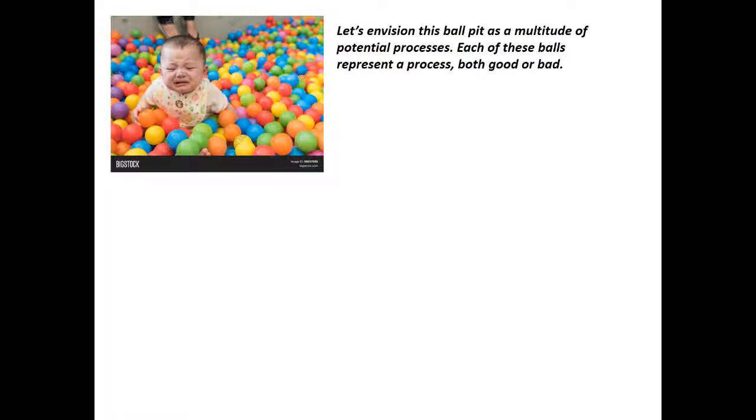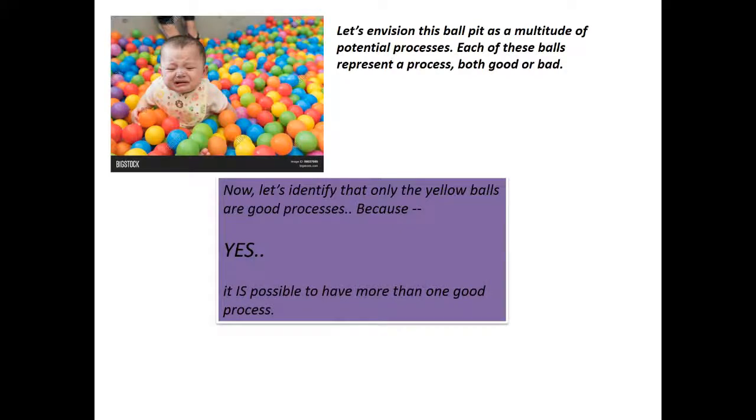So let's envision this ball pit as a multitude of potential processes. Each of these balls represents a single process, both good or bad. Now let's say that the only yellow balls are good processes. And as you notice from the pit, there's more than one yellow ball, because yes, it is possible to have more than one good process. Our goal is to find the best process.